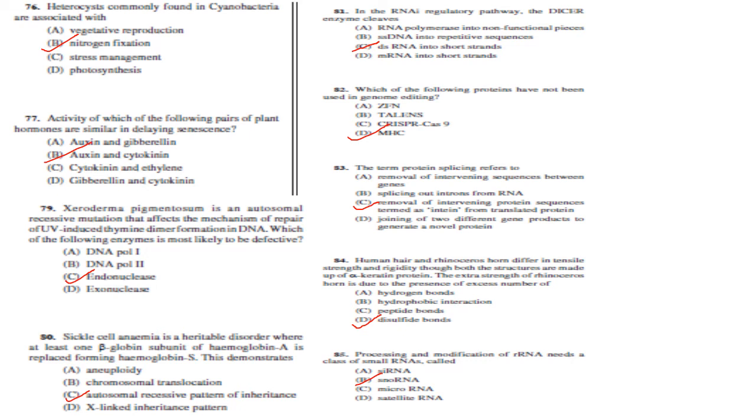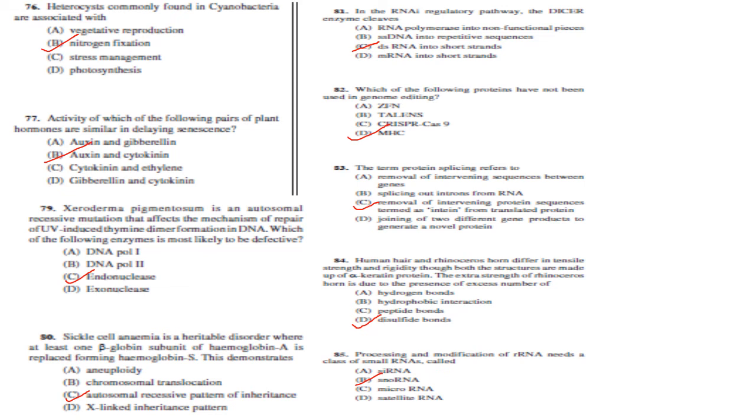Next one. Heterocysts commonly found in cyanobacteria are associated with nitrogen fixation. Answer is option B. Then, activity of which of the following pairs of plant hormones are similar in delaying senescence? So it is auxin and cytokinin. Answer is option B.